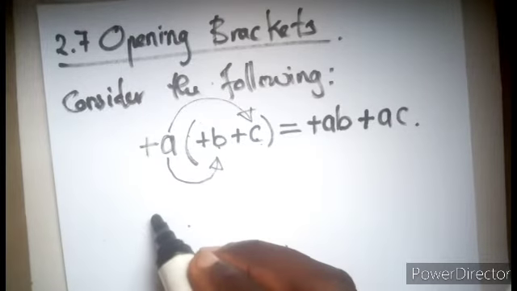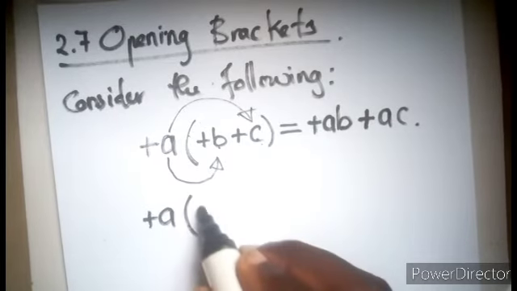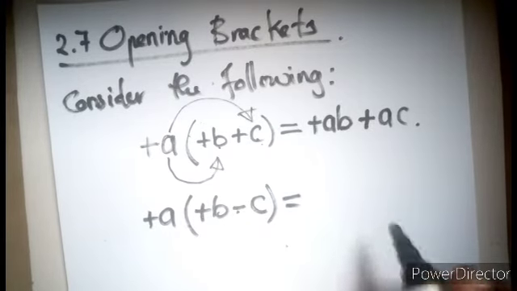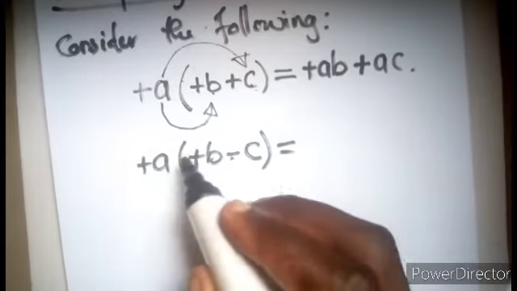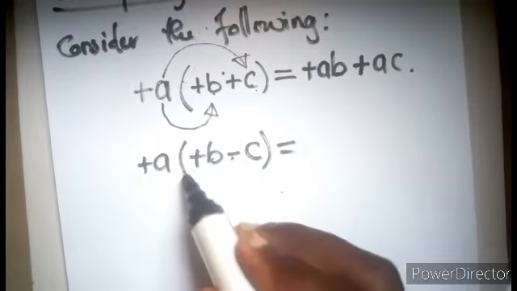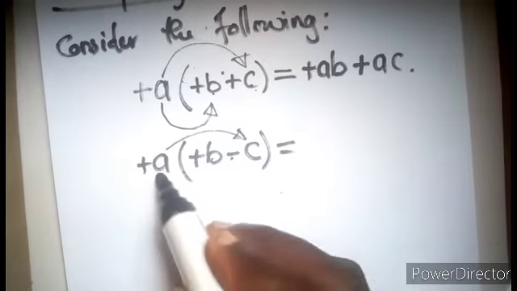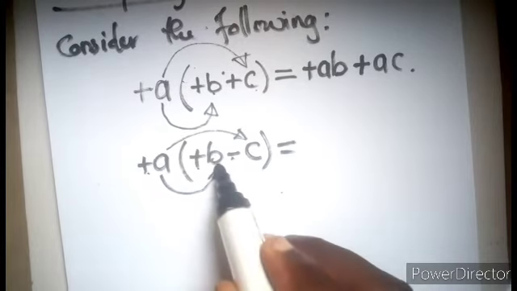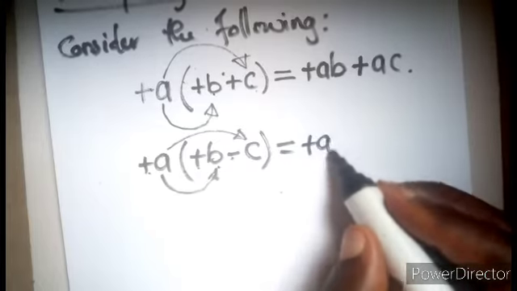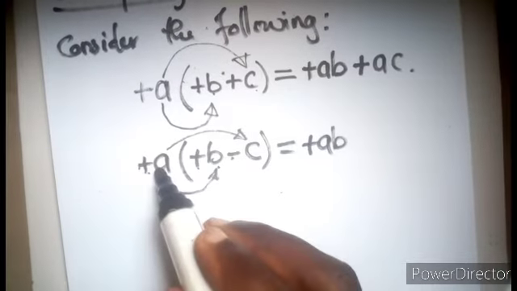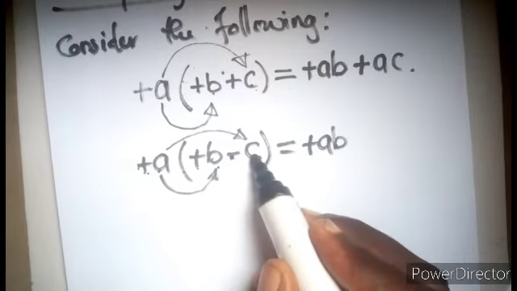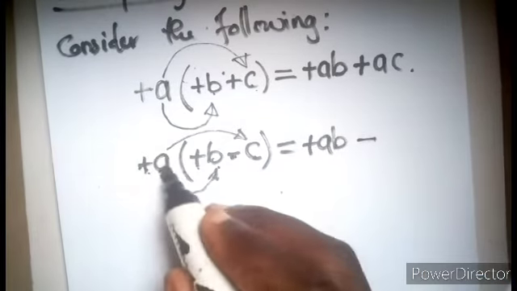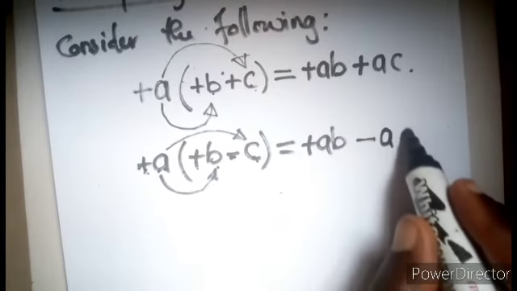Also, if you have positive a times positive b, now instead of positive c we have negative c. It's going to give us, just as we saw here, we use a and multiply this, and a and multiply this. So we start positive a times positive b is what? Positive ab. Now positive a times negative c is what? Plus times negative is negative. So positive a times negative c is negative ac.